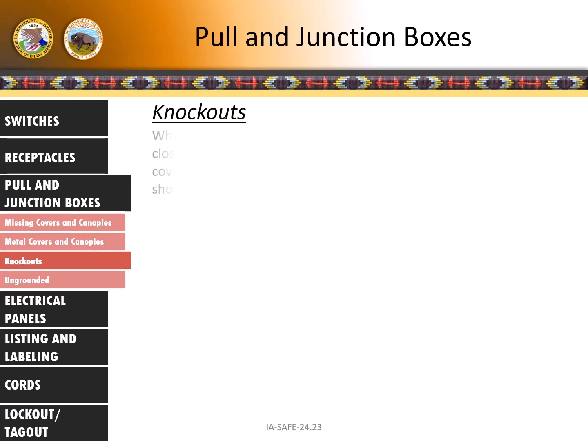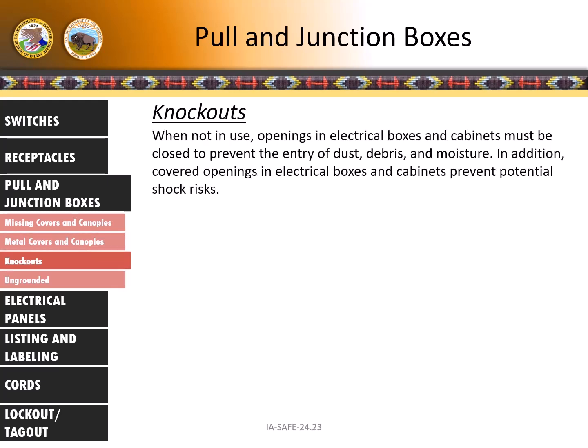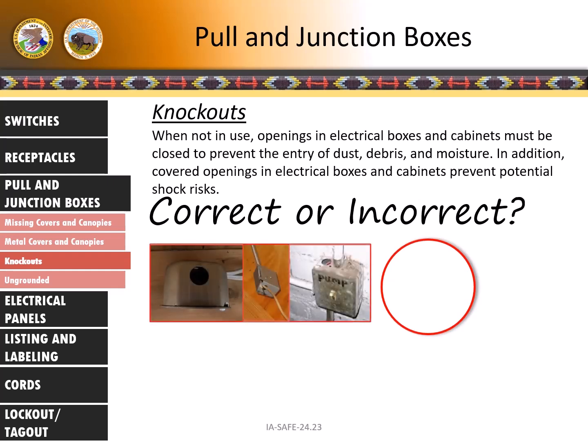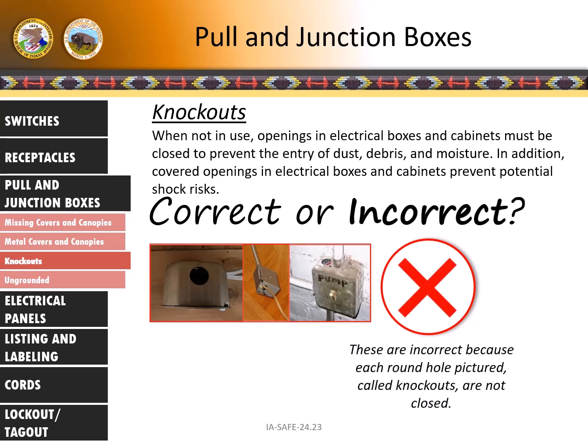Knockout. When not in use, openings in electrical boxes and cabinets must be closed to prevent the entry of dust, debris, and moisture. In addition, covered openings in electrical boxes and cabinets prevent potential shock risks. Are these examples correct or incorrect? These are incorrect because each round hole pictured, called knockouts, are not closed.